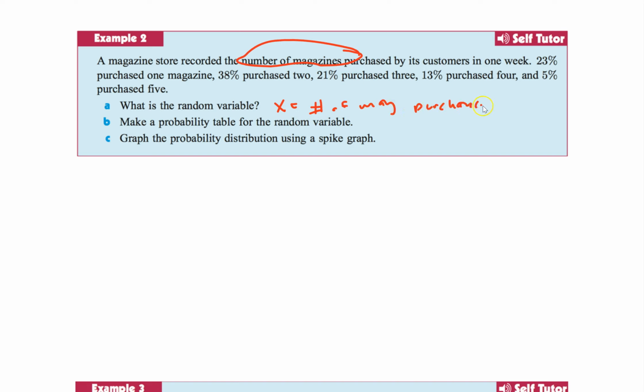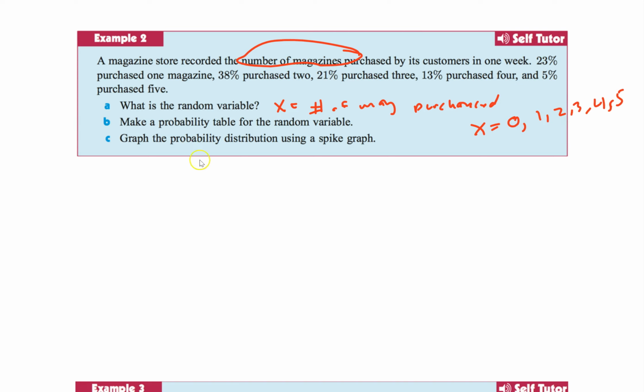So you could purchase, in this case, I guess, 0 magazines. You go in there, don't buy a magazine like most people in today's world. Or you could buy 1 magazine, 2 magazines, 3 magazines, 4 magazines, or 5. So 1, 2, 3, 4, 5 are your possibilities.